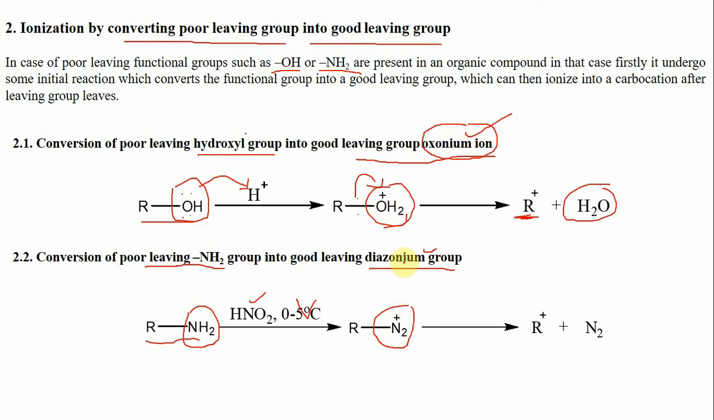Due to the positive charge over nitrogen in the diazonium group, it is highly unstable and an excellent leaving group. So it leaves the substrate by taking the bond pair of electrons, becoming a neutral nitrogen molecule, and gives the corresponding alkyl carbocation. So these two methods are very common methods for generation of carbocations.